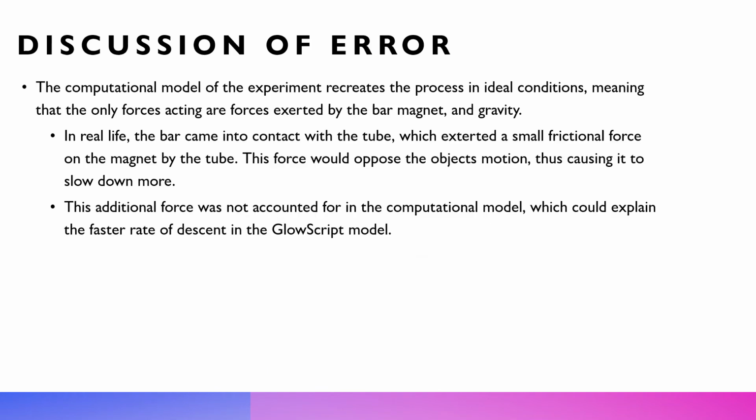This is a little bit faster than the value that we calculated in the experiment, and this could likely be because in our actual experiment the bar came into contact with the tube, which exerted a small frictional force on the magnet by the tube, and then this force would oppose the object's motion downwards, which would cause it to slow down more. And then because we didn't account for this in the computational model, it could explain why it moved a bit quicker than in our actual experiment.